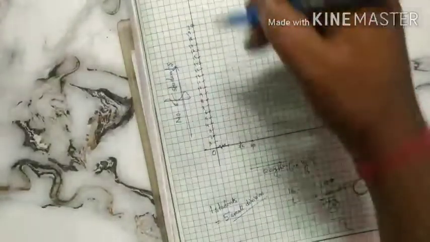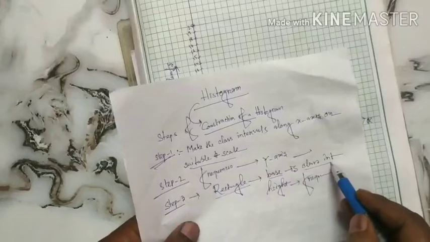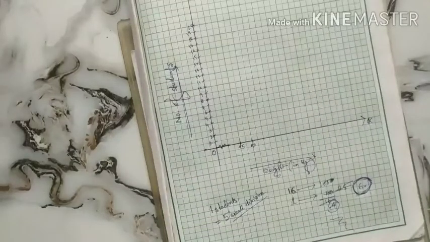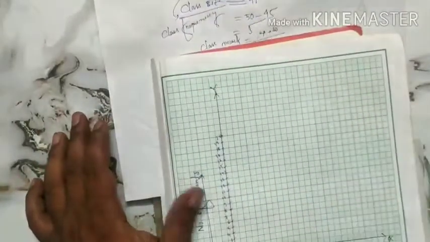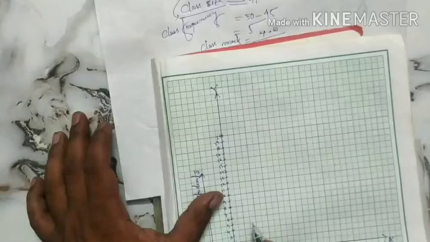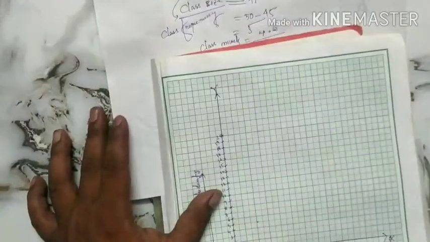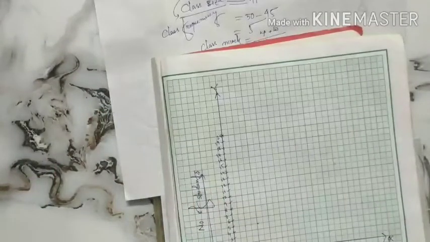So second is frequency along the y-axis. We take the frequencies. Okay. Next, draw a rectangle, base is the class interval, and height is the frequency. So the question is, the frequency is 5. So 5 is the height, and 45 to 50 is the base. So we draw the bars.